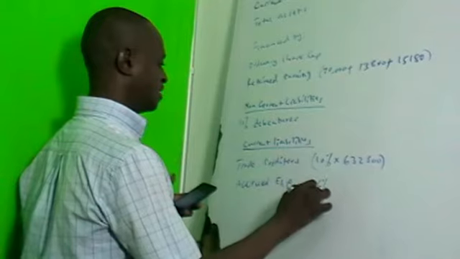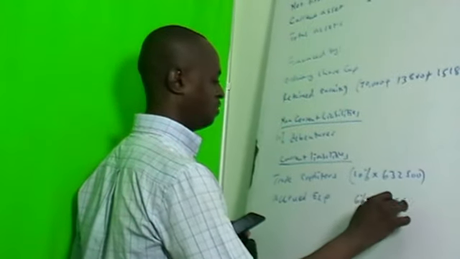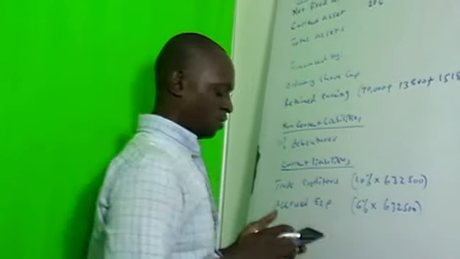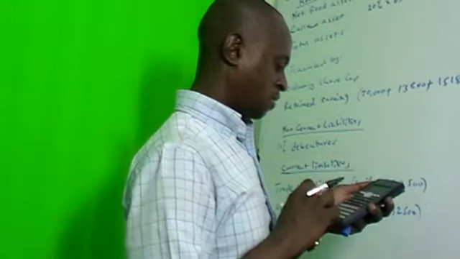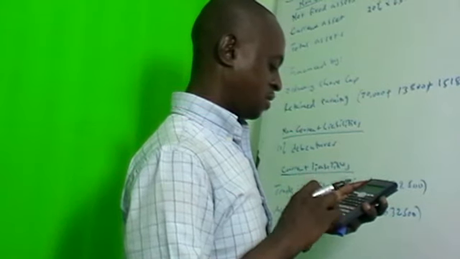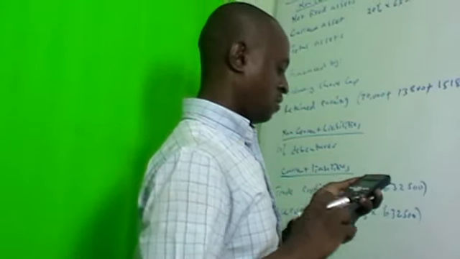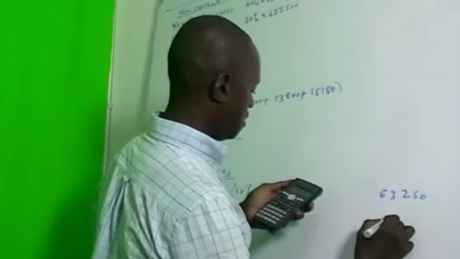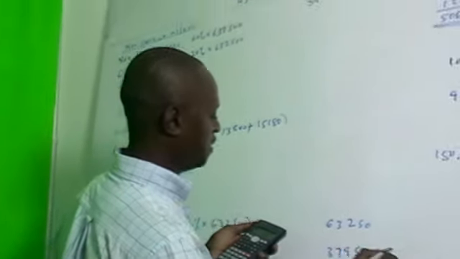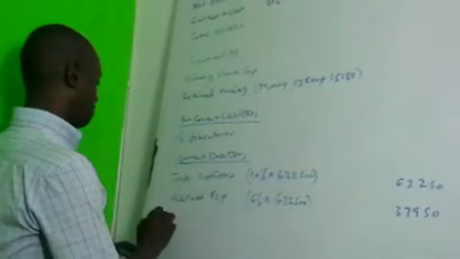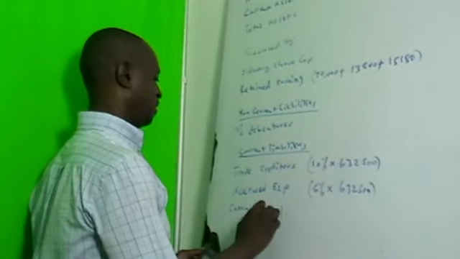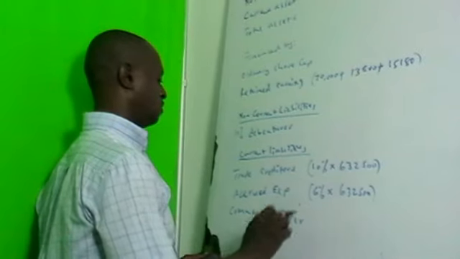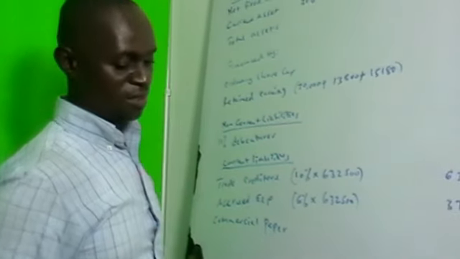And the other one is accrued expenses. So accrued expenses is 6% times 632,500. Sorry, 5% times 632,500. This is 37,950. Then don't forget the commercial paper. Commercial paper is one of the current liabilities.